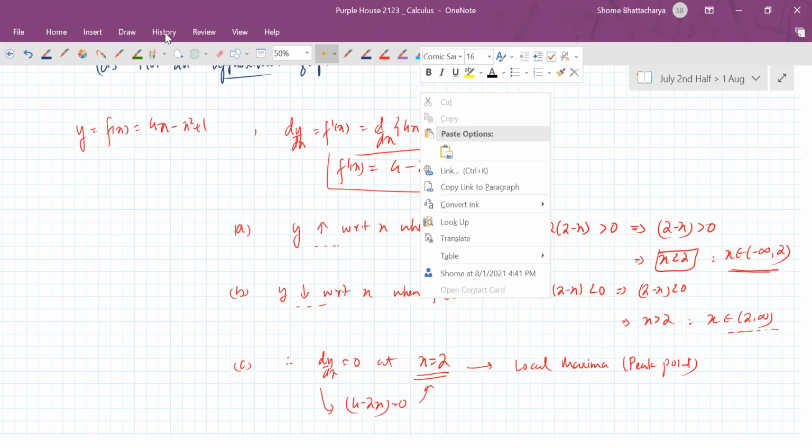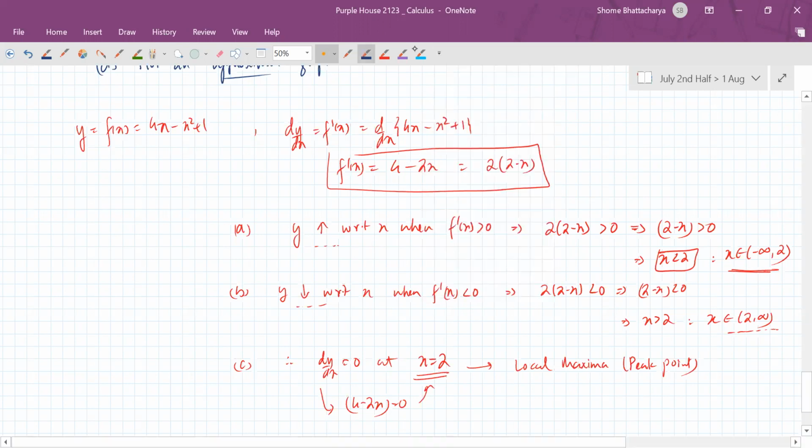No, it is increasing up to 2, na? From minus infinity to 2, the function is increasing. So how are you taking minus infinity to 2? Because I have solved this condition. See, I solved for f prime x being positive. So what I got? 2 minus x should be positive. That means x should be less than 2, na? So less than 2.